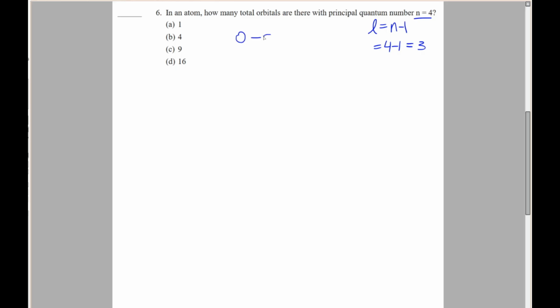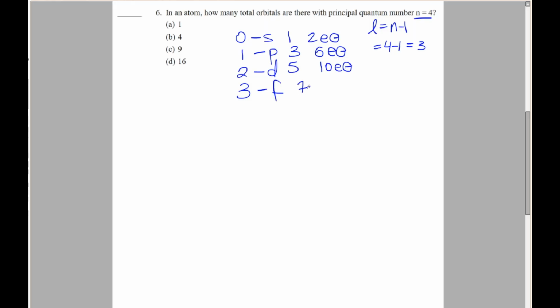So 0 corresponds to the s orbital, 1 corresponds to the p orbital, 2 corresponds to the d orbital, or the subshell, and then 3 corresponds with the f subshell. And each of these has their own number of orbitals and numbers of electrons. So s, we have 1 orbital and 2 electrons. For p, we have 3 orbitals and 3 times 2, which is 6 electrons. For d, we have 5 orbitals, which is times 2, that's 10 electrons.